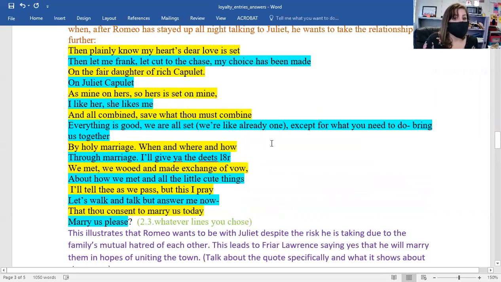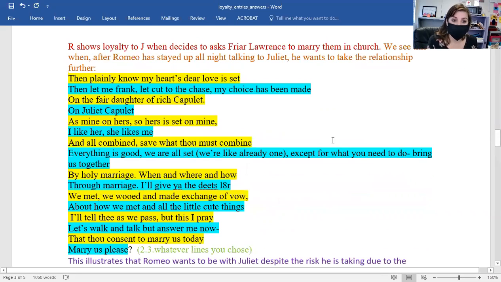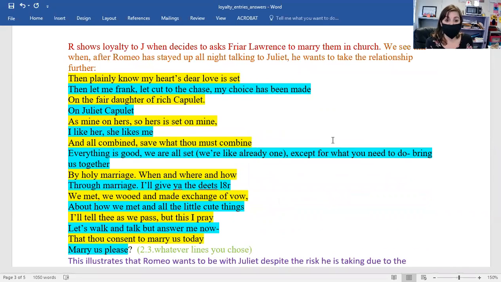he says, "Then plainly know my heart's dear love is set on the fair daughter of rich Capulet, and mine on hers, so hers is set on mine, and all combined, save what thou must combine by holy marriage. When and where and how we met, we wooed and made exchange of vow. I'll tell thee as we pass, but this I pray, that thou consent to marry us today."